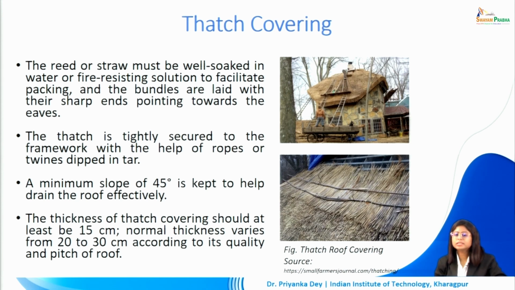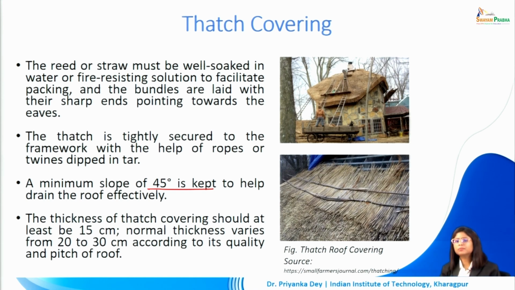Now the thatch is tightly secured to the framework with the help of ropes or twines which are dipped in tar. Now the minimum slope of 45 degree is kept to help drain the roof effectively. So that is why we are opting for a greater angle. So not sticking to 30 degrees, we are going up to 45 degrees minimum slope for this type of roof, because if the rainwater stagnates at any point, it will actually aid in decaying of the thatch.